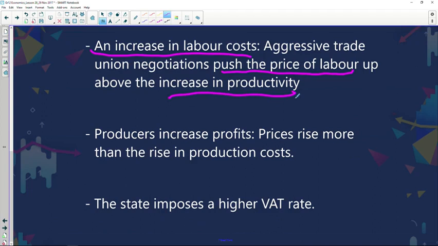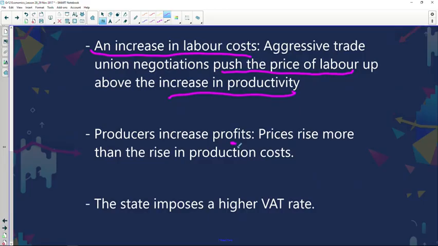So these very hectic and aggressive negotiations have actually pushed the price of labor up, and it's actually gone above the increase in production. So producers increase profits, so prices rise more than the rise in production costs, because now they're trying to keep up with all these developments that have been happening. So with trade unions having all these expectations in terms of salaries and remuneration, and also them trying to stay afloat and having an income in terms of what they are offering.